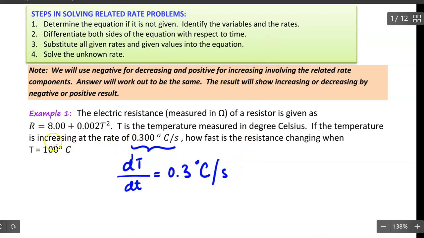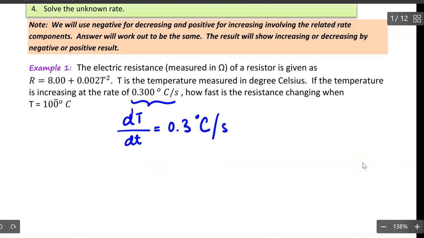So the variables you have here, the temperature is 100 degrees C. So if you have, let's say 90 degrees Celsius, the rate is different, right? So this one change affect the other. And how fast is the resistance changing when we have the temperature reaching these values? So how fast the resistance changing is, we talk about the rate of change of this resistance. It means that they are asking us for derivative of the resistance in terms of time.